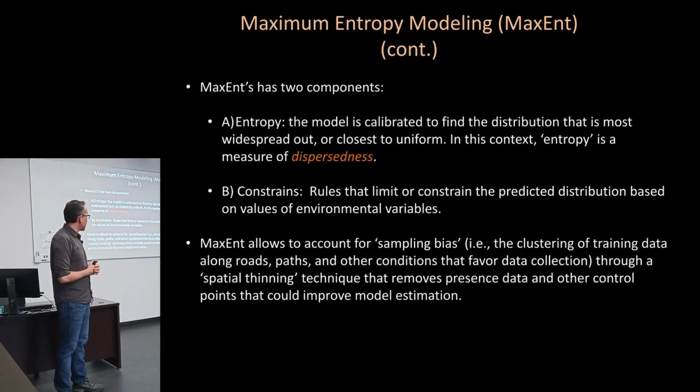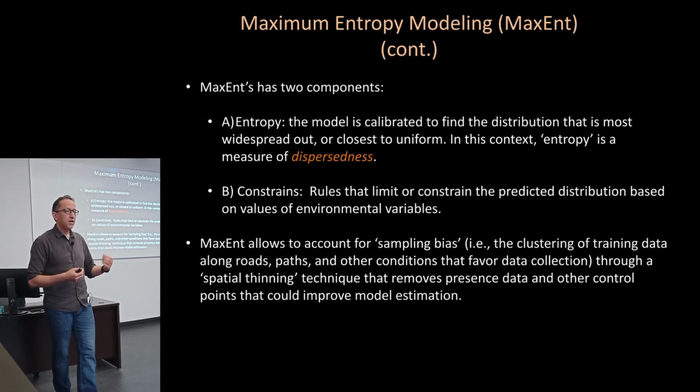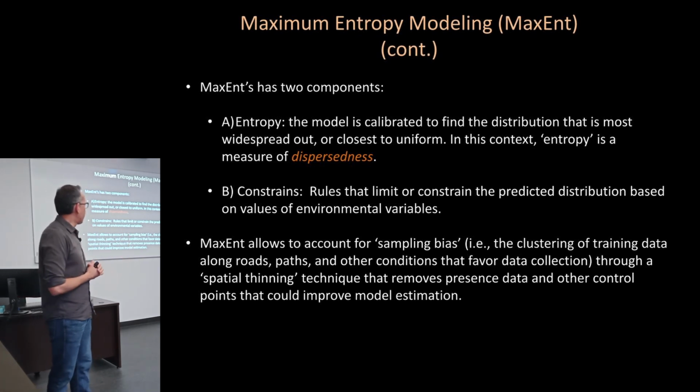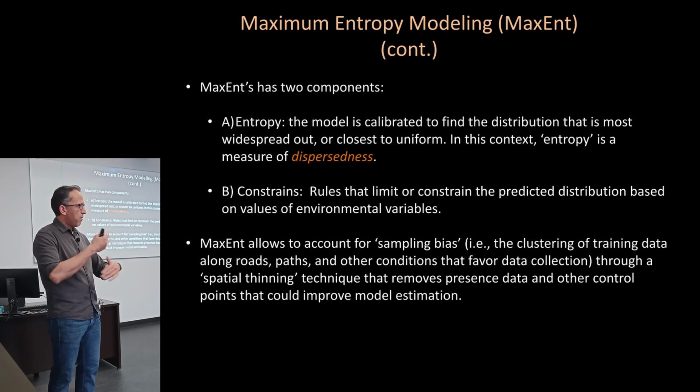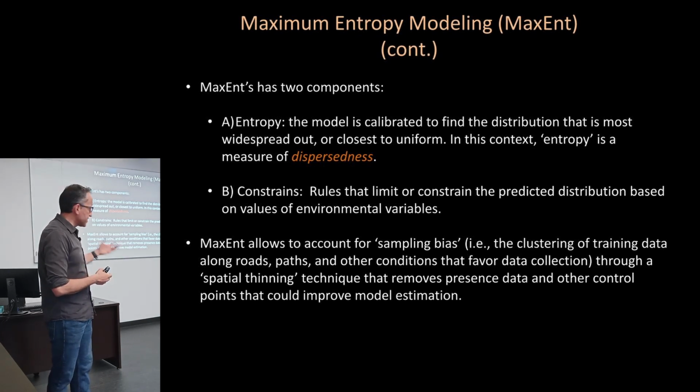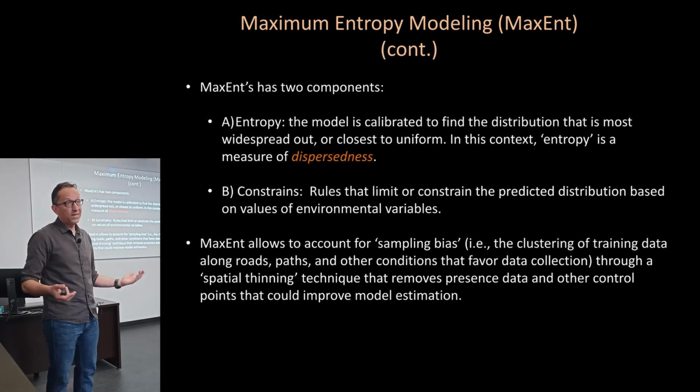But with maxent, you can account for those types of biases and apply a method called spatial thinning to remove some of those data, to reduce the problem of spatial autocorrelation, which is that areas that are closer together are going to look more alike. That is a problem in statistics because things are correlated, spatially correlated. So this process allows us to remove some of those biases in how we collected the data.